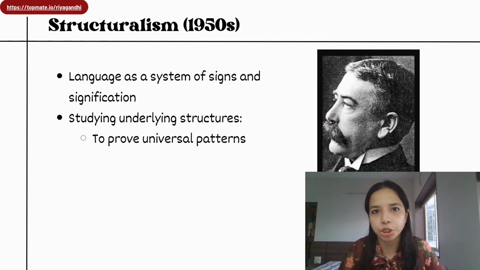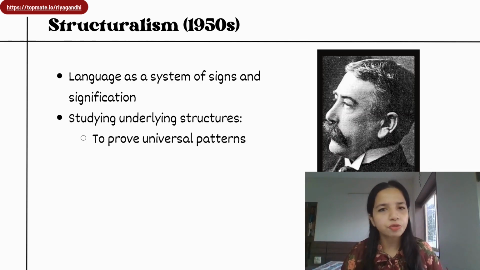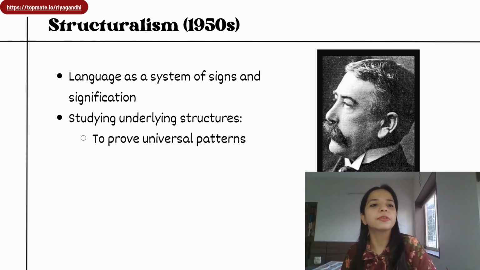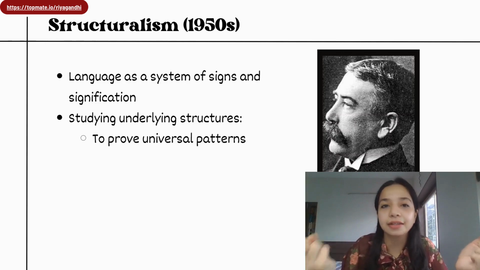Then, moving on to the third and the most important literary theory from the UGC NET point of view, and that is structuralism, which emerged somewhere from the 1950s. Structuralism is basically a literary theory that focuses upon language as a system of signs and significations.